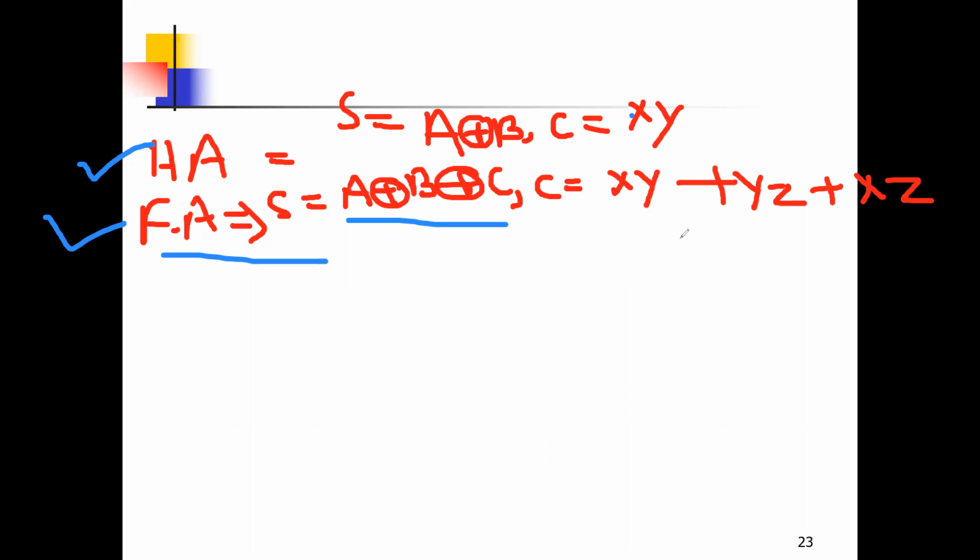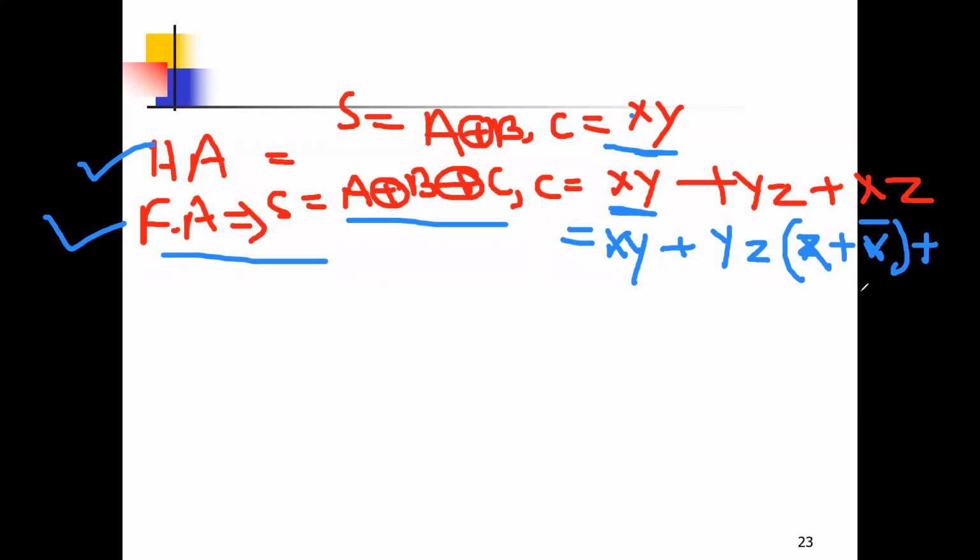So I have this carry. Because I want to implement it like a half adder, this carry has XY and the half adder carry also has XY. So I will not touch XY because I need it. I will do something with the other terms. For the full adder carry, I will keep XY as it is, but I will do something with YZ and XZ. I am going to add the missing extra term, X plus X bar, in this term YZ. And in the term XZ, what should I add? Y plus Y bar. Now solve.